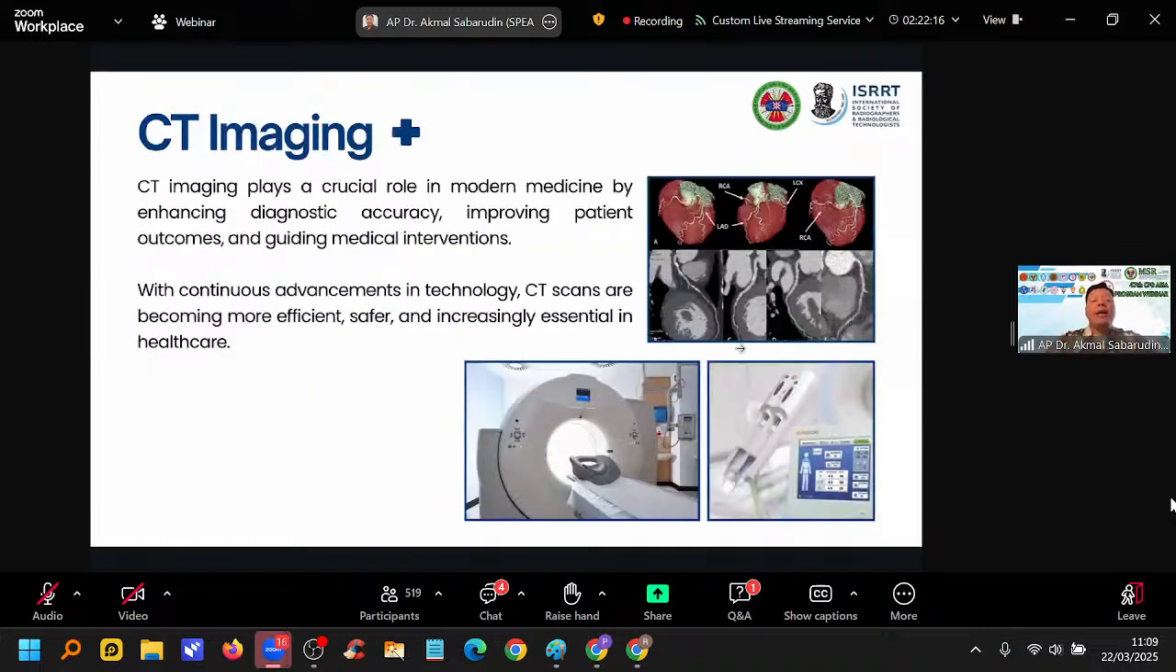Okay, and with that I can conclude about how important CT imaging is, because in modern medicine it is very, very important and plays a crucial role in enhancing diagnostic accuracy, improving patients' outcome, and also guiding medical interventions. With continuous advancement in technology, CT scans are becoming more efficient, safer, and increasingly essential in healthcare. So it's all about the importance of CT. And now let's look into how we are contributing in this role, how we can play a significant role to help this come true.